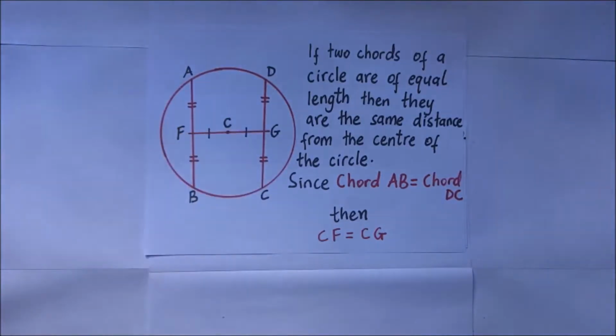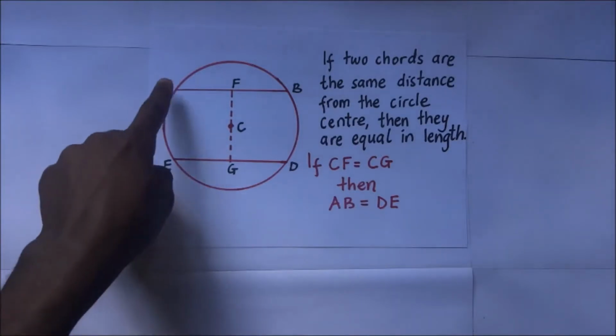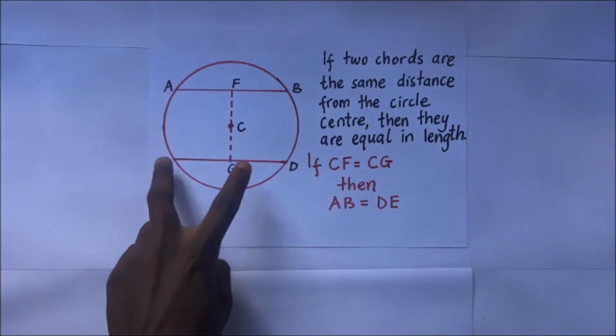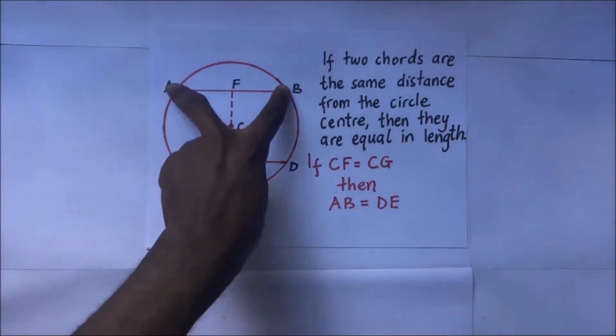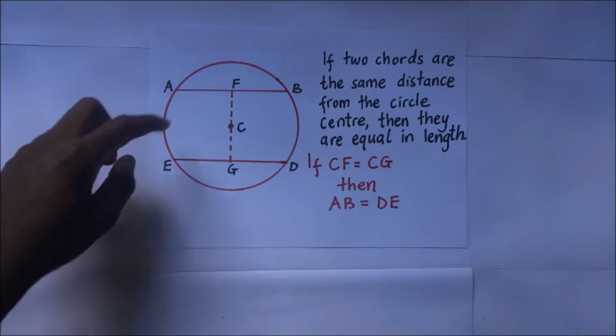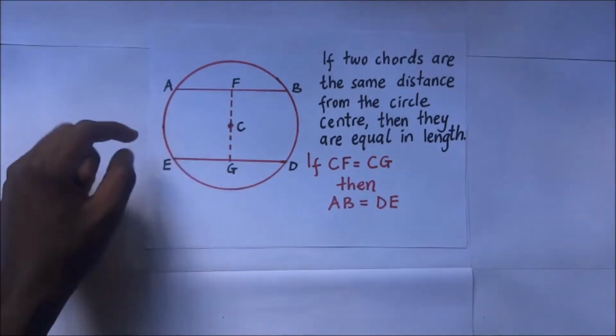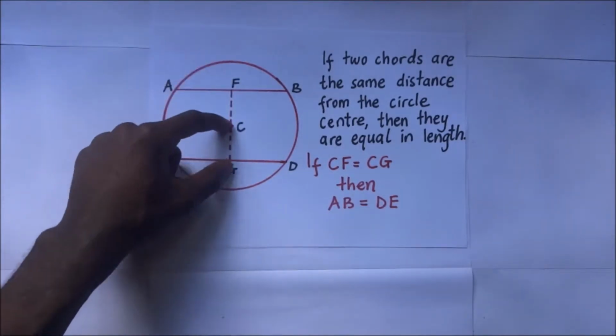Now our next property is just the reverse of this. It tells us that if two chords are the same distance from the center, then they have the same length. So if we have chord AB and chord ED, and these two chords are the same length, then the distance they are from the center is the same. And so in this case, FC is the same as CG.